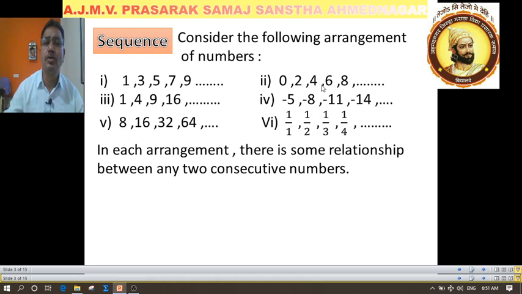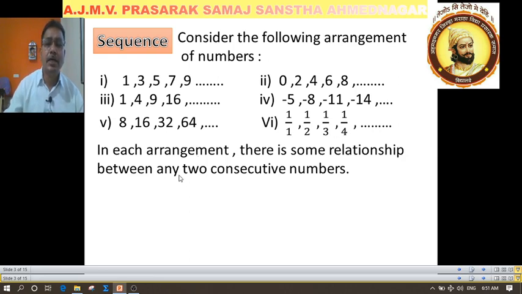Here also the difference between any 2 consecutive numbers is 2. Here 1, 4, 9, 16, these are the perfect squares. Here 16 is double of 8, 32 is double of 16, 64 is double of 32 and so on. Here 1 upon 1, 1 upon 2, 1 upon 3, 1 upon 4 means the denominator increases by 1.